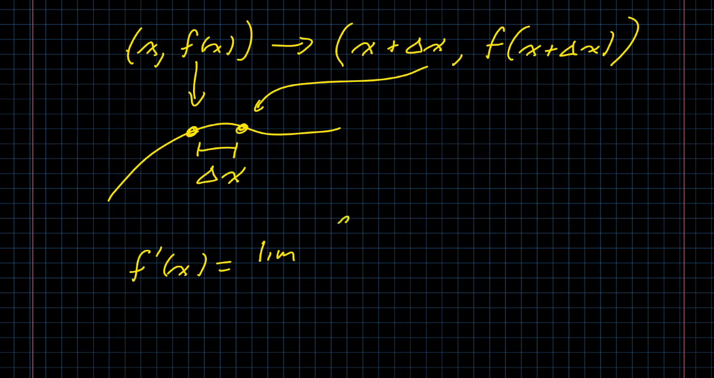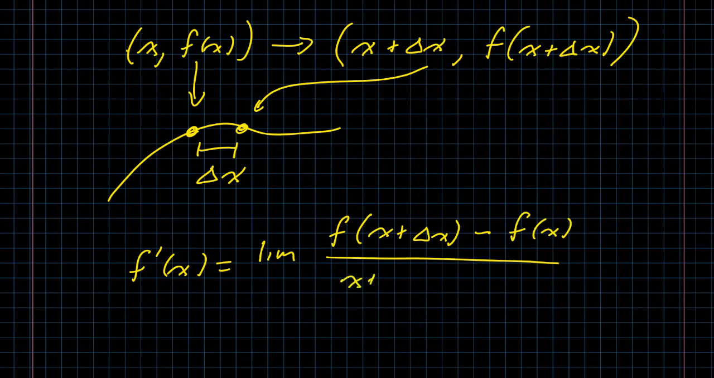I have f of x plus delta x minus f of x. Those are my y coordinates. Then I have x plus delta x minus x. Those are my x coordinates. And I guess the limit here would be the limit as x plus delta x approaches x. That's following the same structure we had in the previous one.